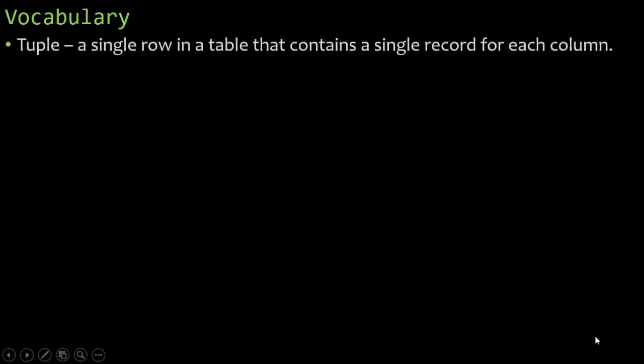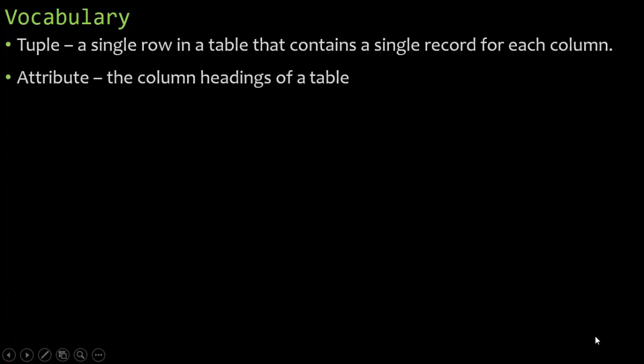So we have what's called a tuple. This is a single row in a table that contains a single record for each column. That is extremely important. I don't want to say primarily important, but extremely important when you're doing normalization. That will be made abundantly clear today.